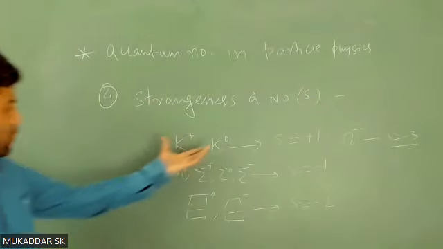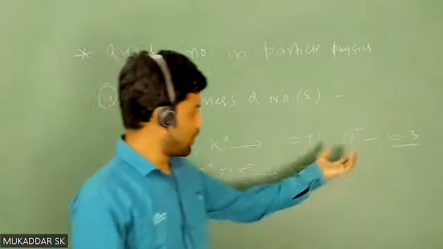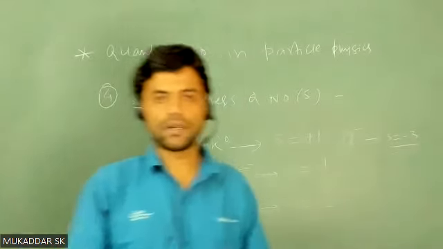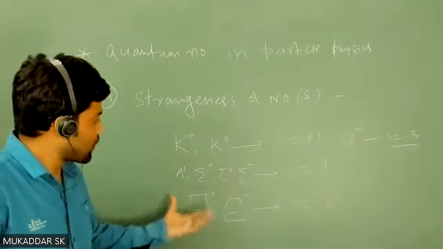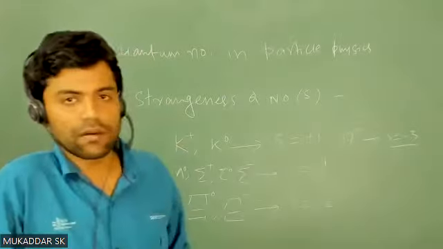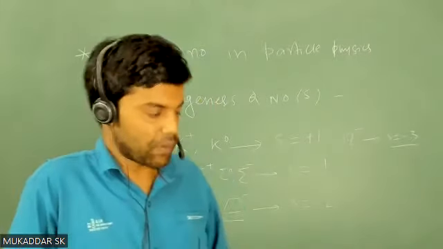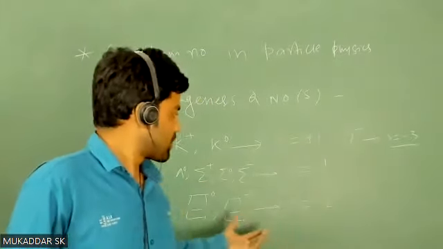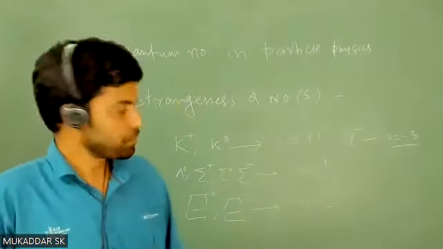So these particles are called strange particles because they are produced by strong interaction, but they will decay by weak interaction. That's why they are called strange particles. And for them, the strangeness quantum number is non-zero.